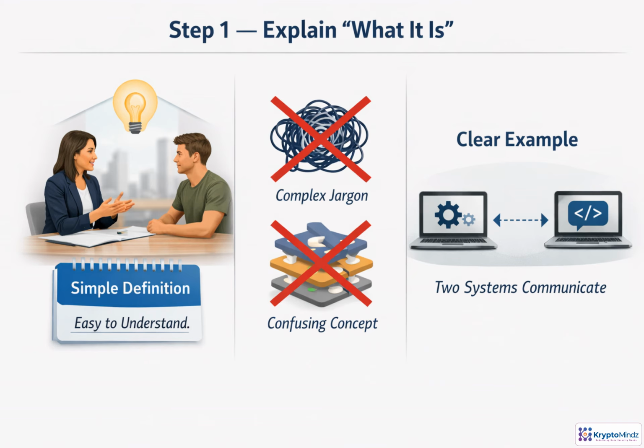Before teaching details, give learners a simple handle for the idea. Start with one plain sentence they can repeat back. Avoid jargon, and don't define one unfamiliar concept with another unfamiliar concept. For example, an API is a way for two software systems to communicate. Once that basic meaning is clear, you can add terms, parts, and technical depth without losing beginners.